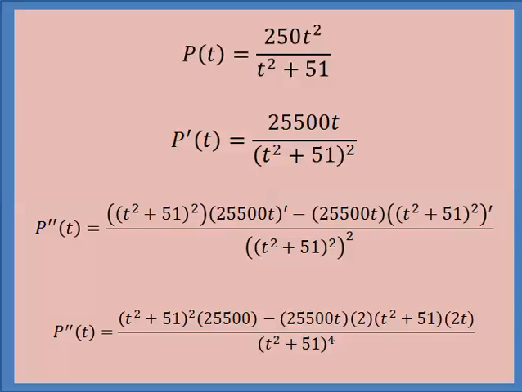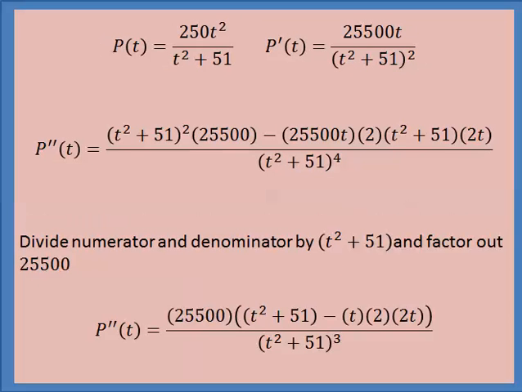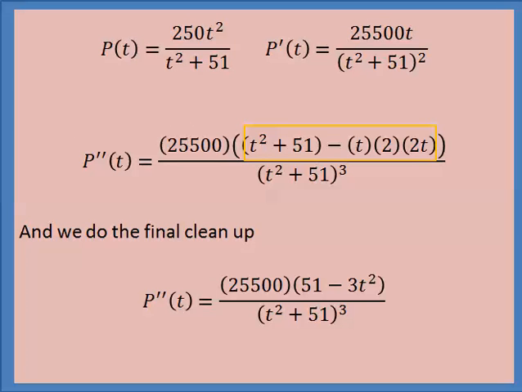The second times the derivative of the first minus the first times the derivative of the second, all over the second squared. Now you're going to have to operate very carefully. Anytime you use the quotient rule, you need to be careful. So just go very carefully, clean up the algebra. I'm going to divide the numerator and denominator by t squared plus 51, and I'm also going to factor out the 25500. And when I do that, it makes the numerator much more manageable. And this is what I get for p double prime.